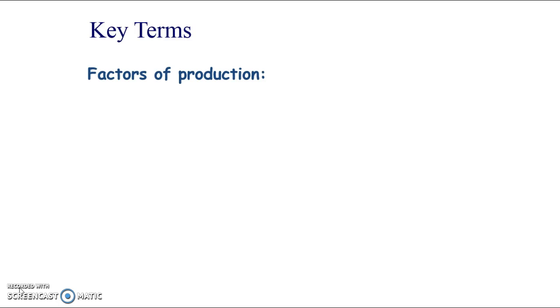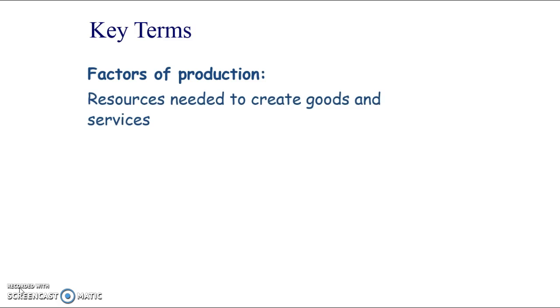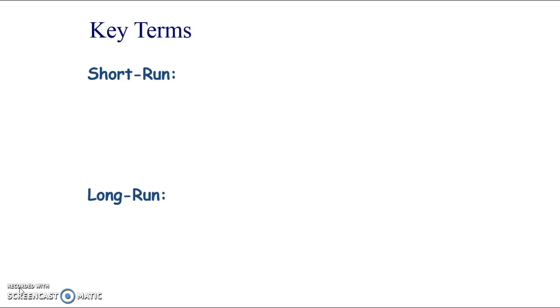So, first of all, just a bit of a recap on the factors of production. You should know by now these are the resources needed to create goods and services: land, labour, capital, enterprise. That should be very easy for you to remember. Okay, so it's important because when we're looking at the difference between the short run and the long run in economics, we've actually got a definition for the difference between the short run and the long run.